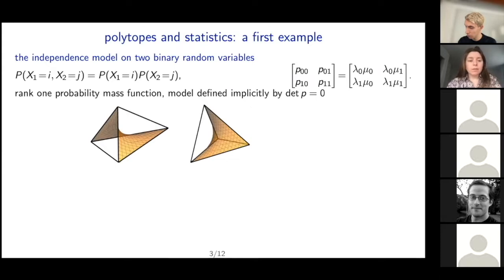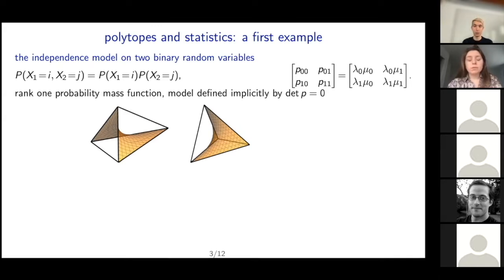Okay, yeah, so as I said, it has a rank 1 probability mass function. So this means that the model can be defined implicitly by a single equation. So the determinant of P, this matrix of p_ij's, has to equal 0.